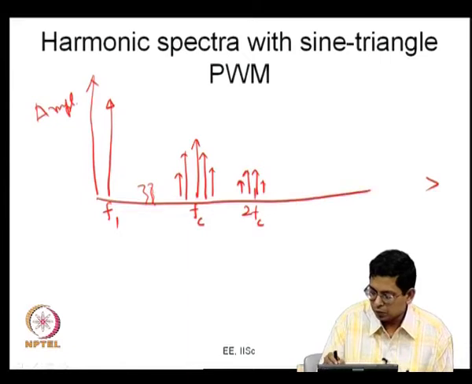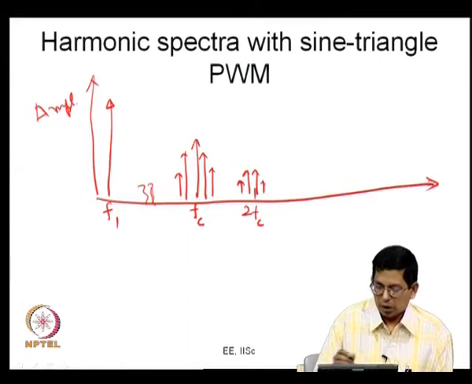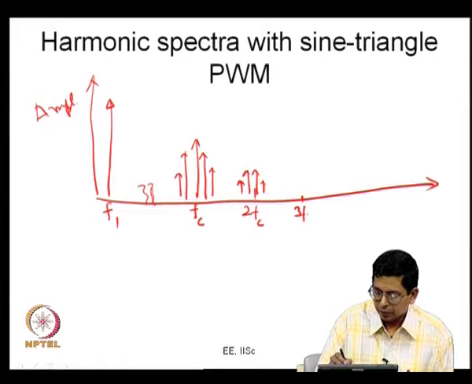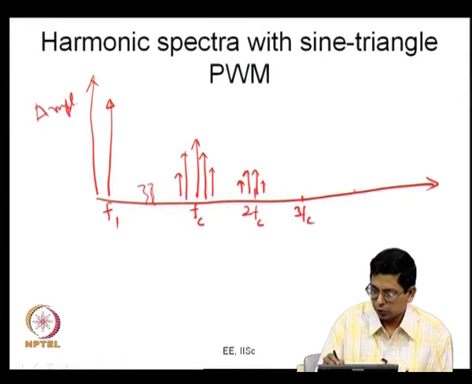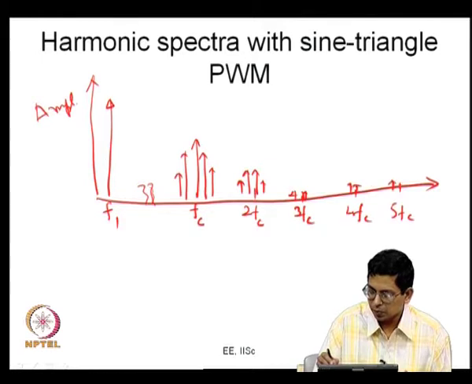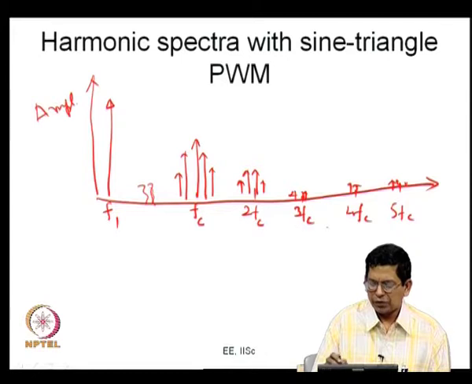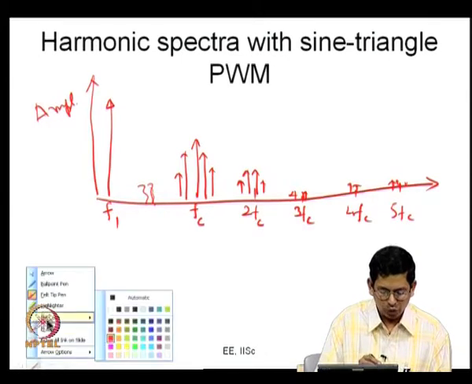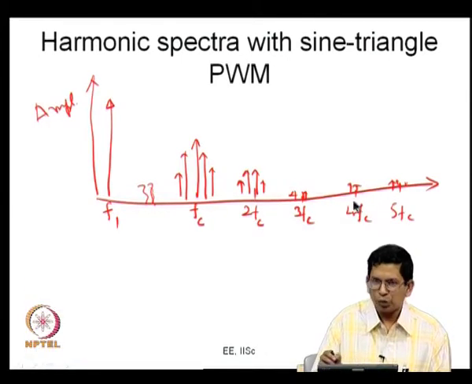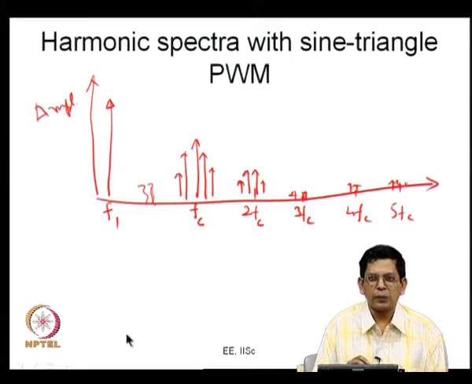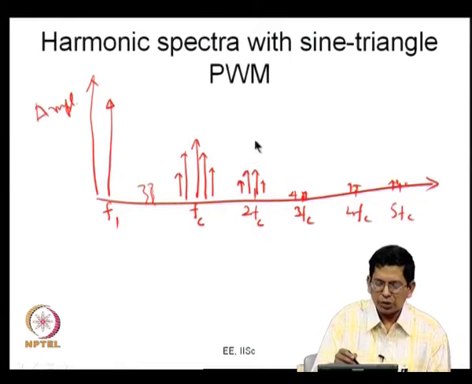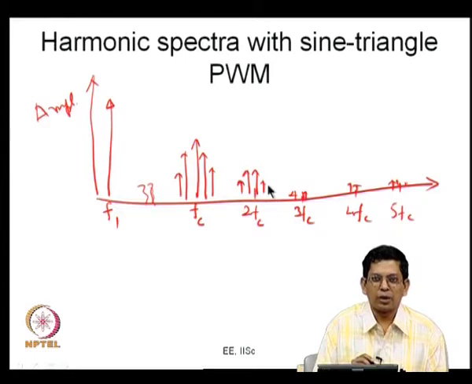Now there are also components around 3Fc, 4Fc and 5Fc. You will have harmonic components around these. As the frequencies get higher and higher, the amplitudes themselves might reduce. Normally, I would say that these two components around Fc and 2Fc are quite dominant.